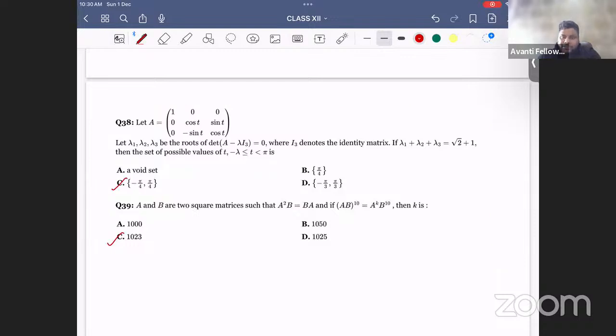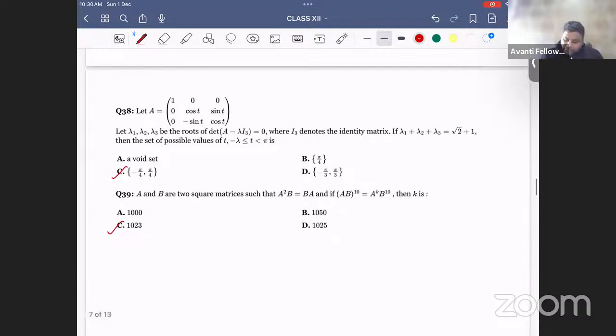Now, see question number 38. A is given as the matrix 1, 0, 0, 0, cos t, sin t, 0, minus sin t, cos t. Lambda 1, lambda 2, lambda 3 are the three roots of the determinant of A minus lambda I3, where I3 denotes the identity matrix. This is a characteristic equation. If lambda 1 plus lambda 2 plus lambda 3 is root 2 plus 1, they are asking for the set of possible values of t.